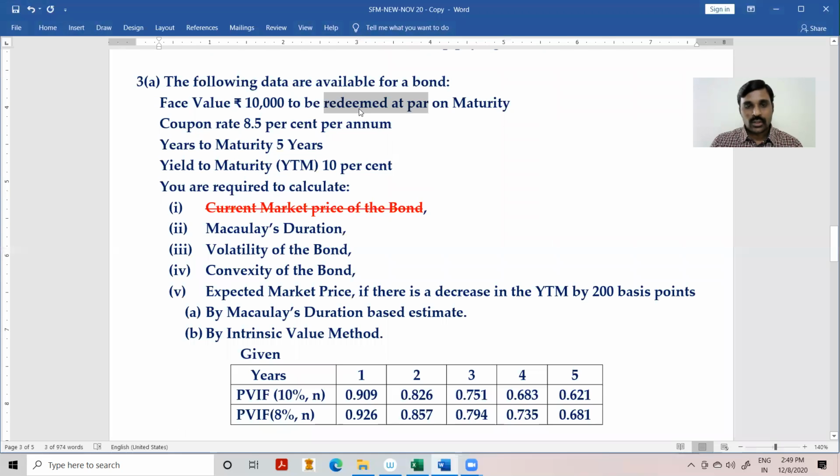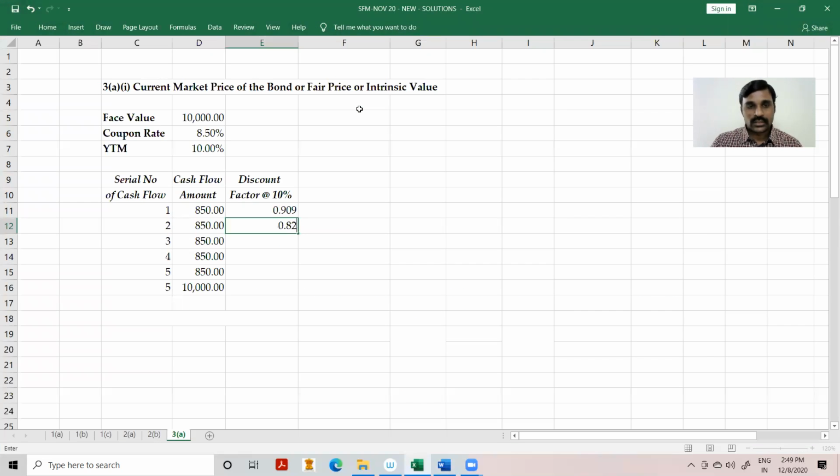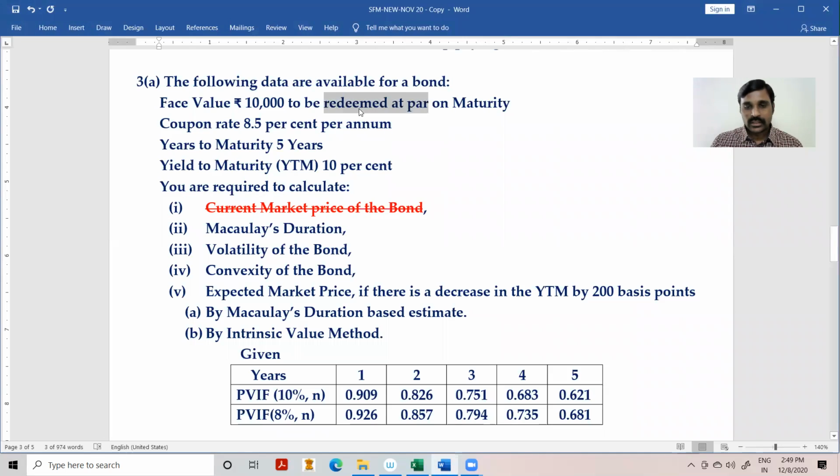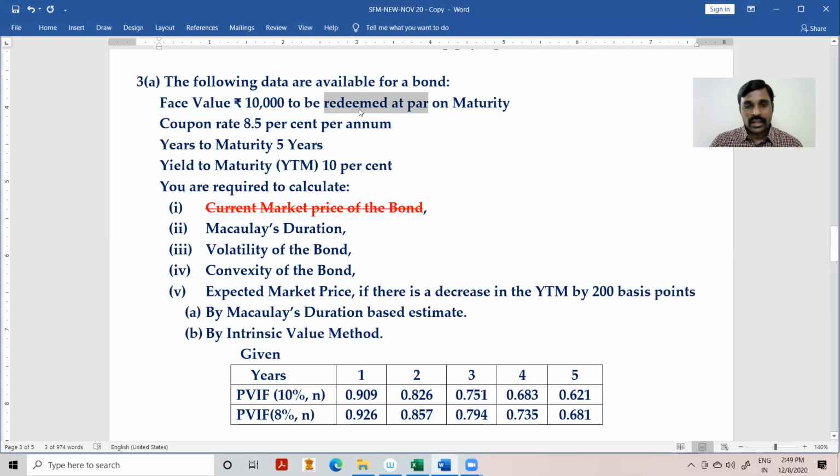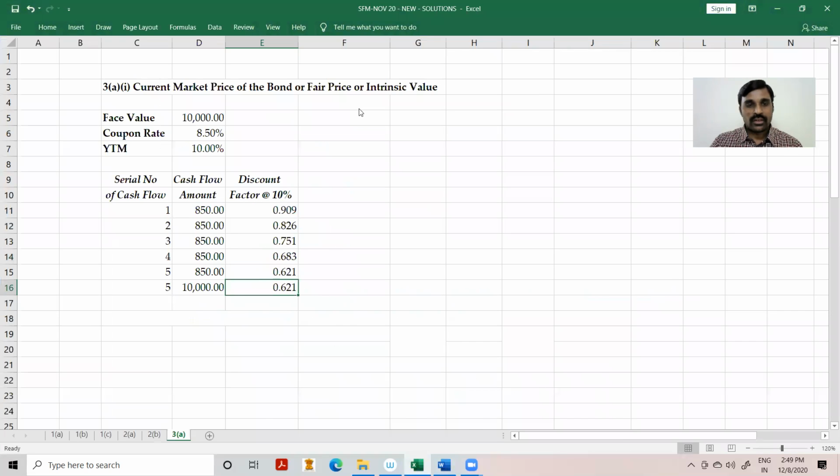Next points are 0.826, 0.751, 0.683, and 0.621. So the discount factors are 0.909, 0.826, 0.751, 0.683, 0.621.